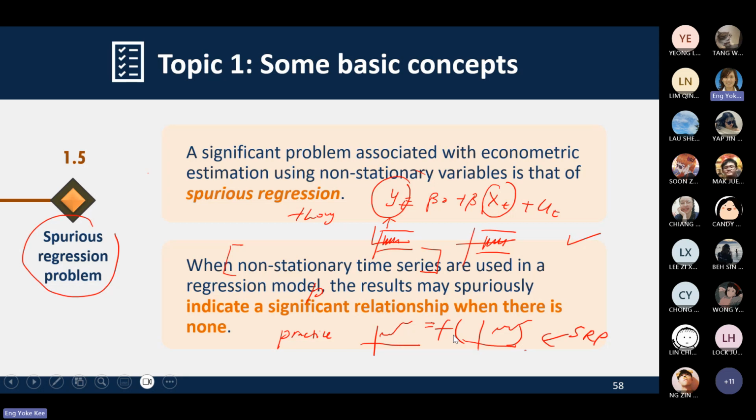Spurious regression problem is a fake regression. The statistical result will tell you a very beautiful result, but you cannot trust it, because what it picks up is just a common pattern in the data set.